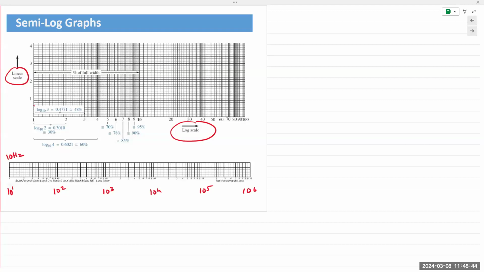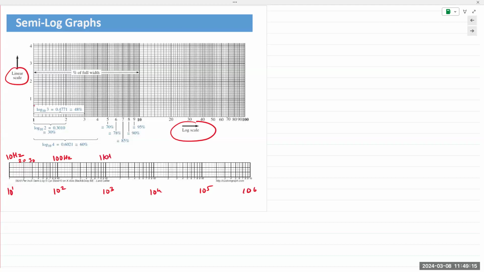The second division is not 11. It's 2 times 10 raised to 1. So it's 20. So 20 hertz, 30 hertz, 40, 50, 60, 70, 80, 90. And then the multiplier changes. So we get 100. So right there, I plotted 90 values in a very small space. Right? 90 values in a very small space.